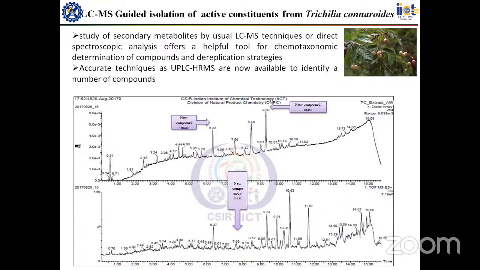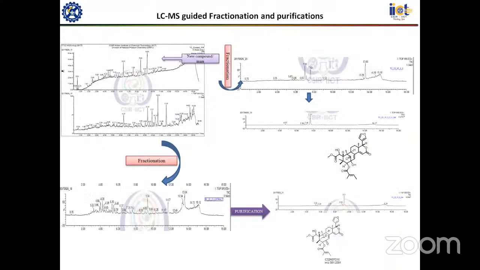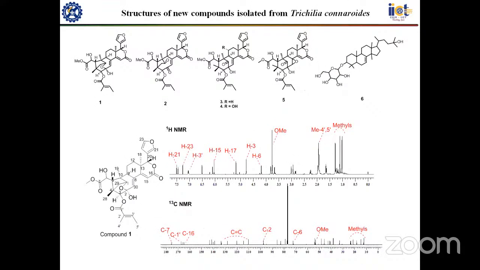What we did initially was prepare the extract, and then the extract was injected into Q-TOF MS to generate the total ion chromatogram and the molecular formula and molecular weight. Based on the molecular formula and molecular weight, we searched the Dictionary of Natural Products as well as reactions to identify known and unknown compounds. When an unknown molecular weight was observed, it was pinpointed for preparative HPLC fractionation and purification. Finally, by using NMR, all the structures were confirmed.